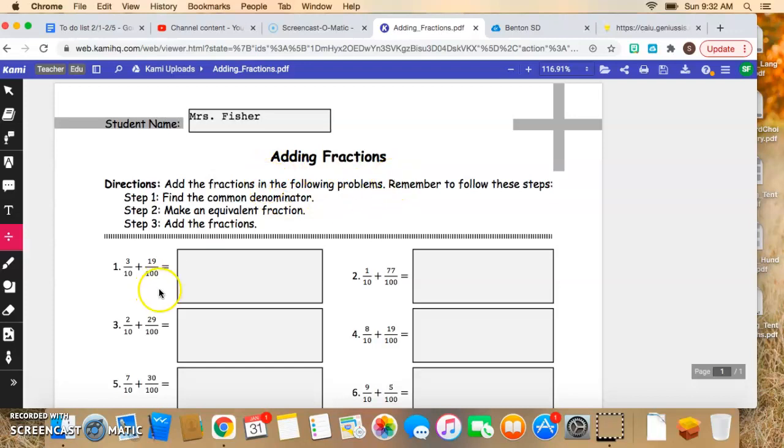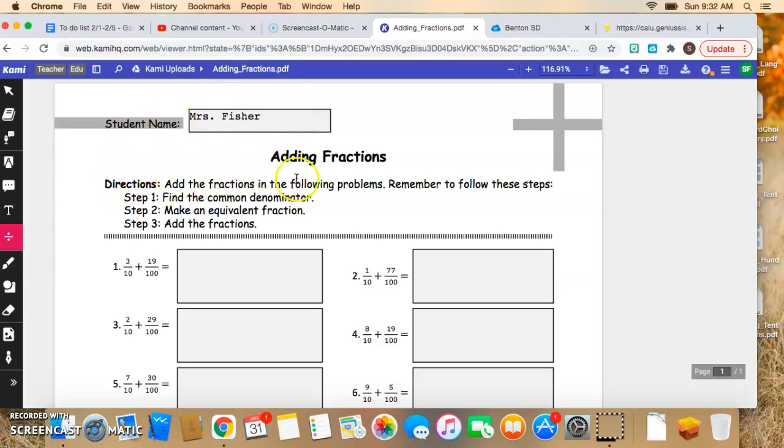We are going to do a few problems together, and then you can do it on your own. I want you to pull this sheet up so that you can work with me. Make sure you have a scrap piece of paper nearby also. First, start off by writing your name, and then let's read the directions.